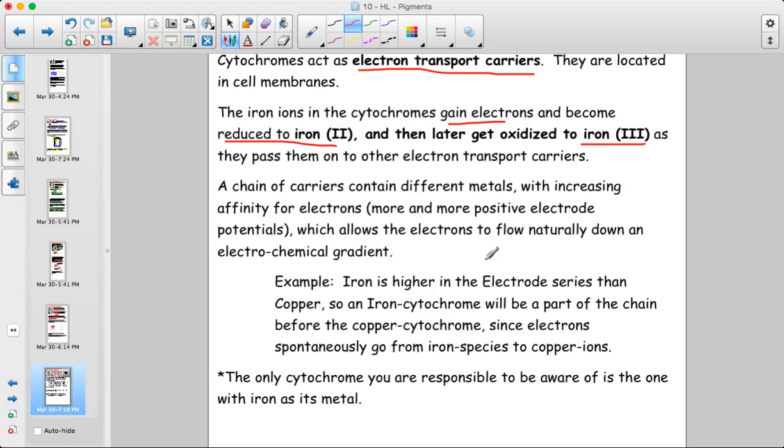In the chain of carriers, each carrier contains different metals, and it has actually evolved to contain different metals, each of which has more and more affinity for electrons. So if you think back to the redox topic, we would say each metal has a more and more positive electrode potential. It's more and more spontaneous for the metal to accept electrons.